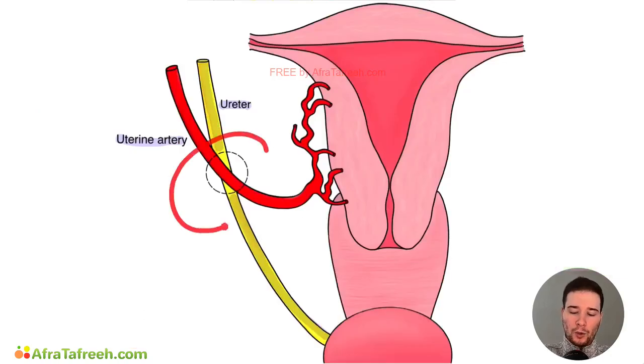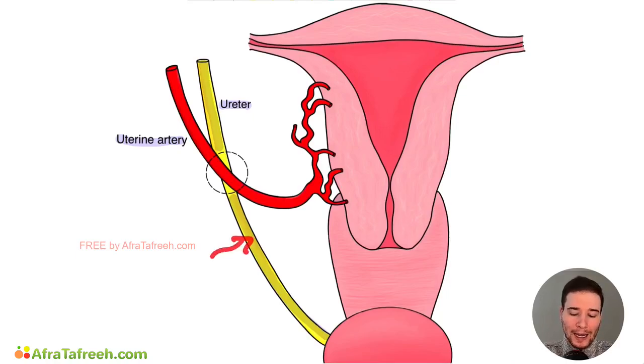Again, these structures are really close together. So if we're needing to ligate the uterine artery during a gynecologic procedure, the close proximity of the ureter makes it so that a complication can occur where you can actually nick the ureter by accident, which would lead to a leakage of urine from the system.